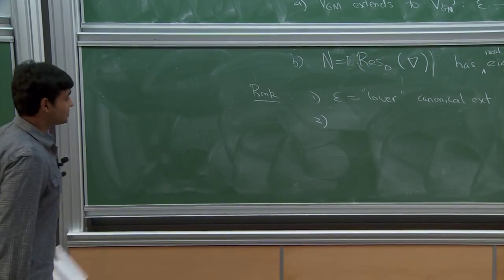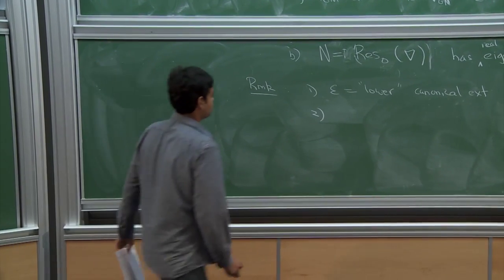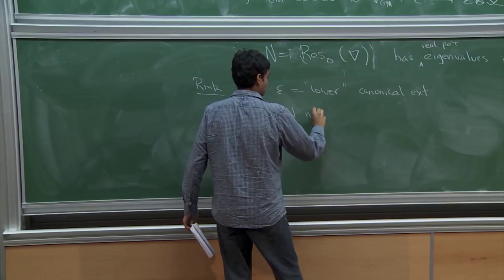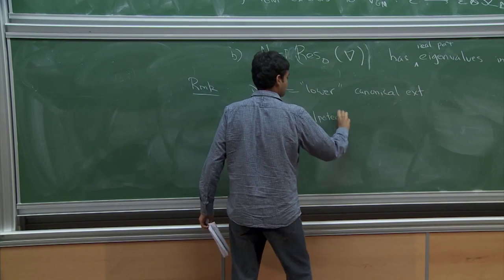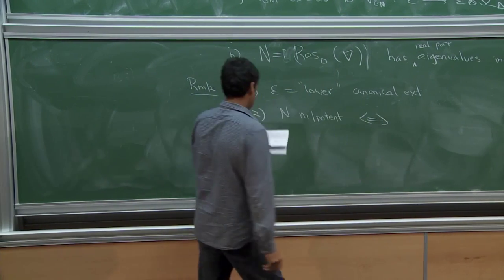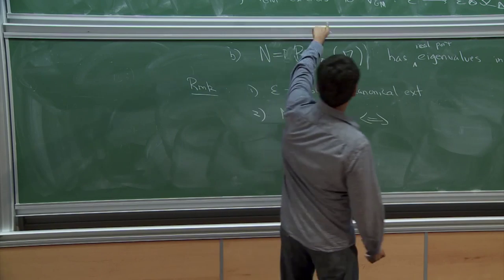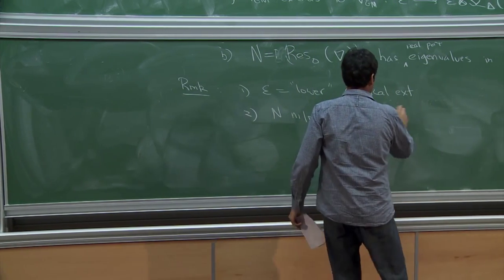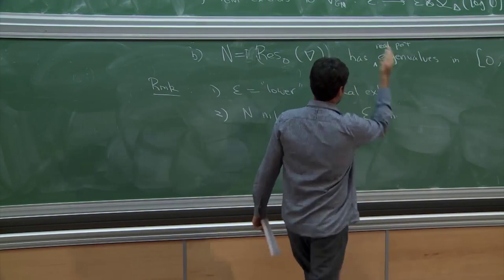The most interesting case geometrically is when N is actually nilpotent, or this is the typical case. And this corresponds to bundle E having unipotent monodromy. I mean, this is, after all, the logarithm of it.